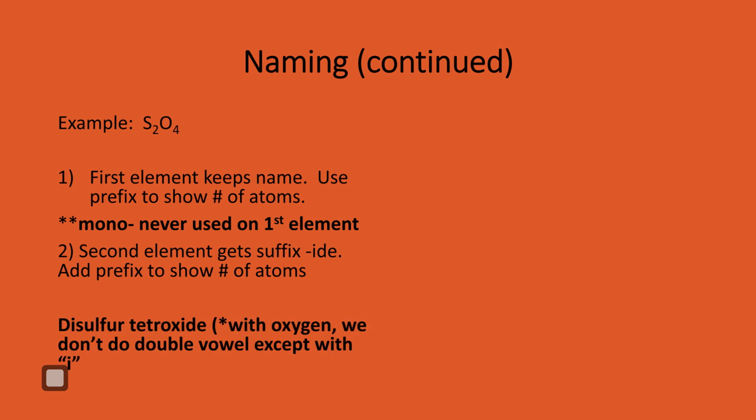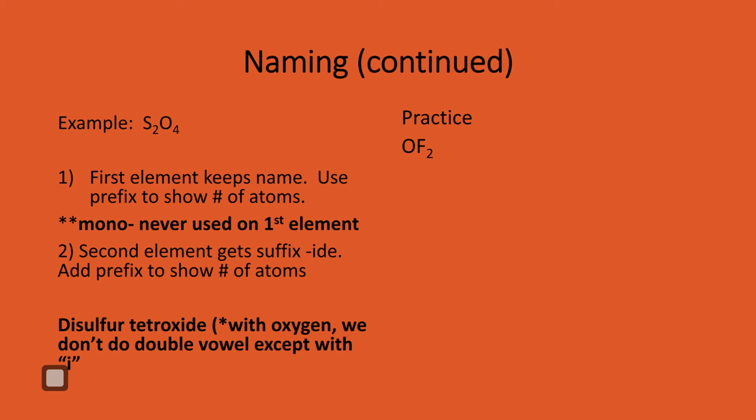A lot of times with oxygen and a couple of other ones, we might run into this occasionally. We often don't double up on the vowel, so we're not going to say tetraoxide. We do run into it with I. We usually keep the I like dioxide or trioxide, but usually when there's an A on it, we eliminate the A. Instead of tetraoxide, it's tetroxide.